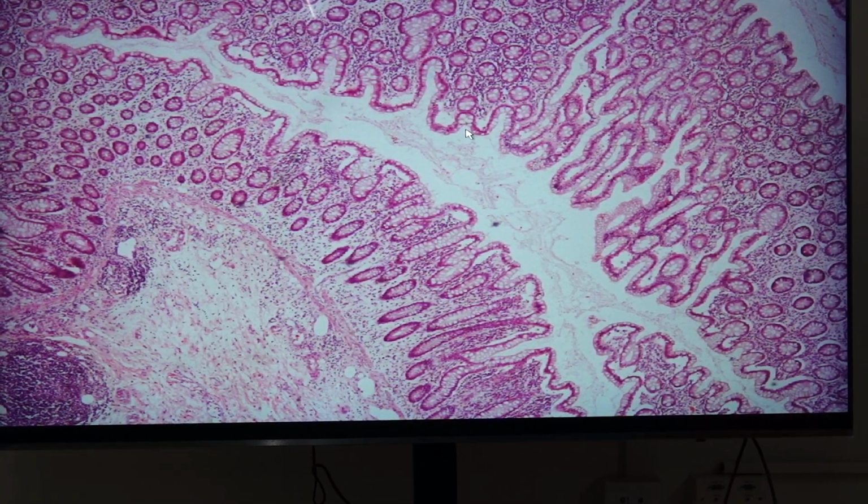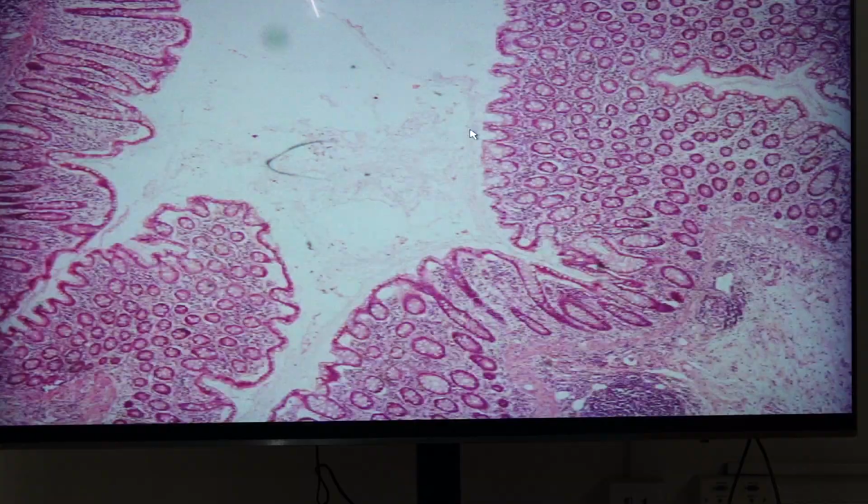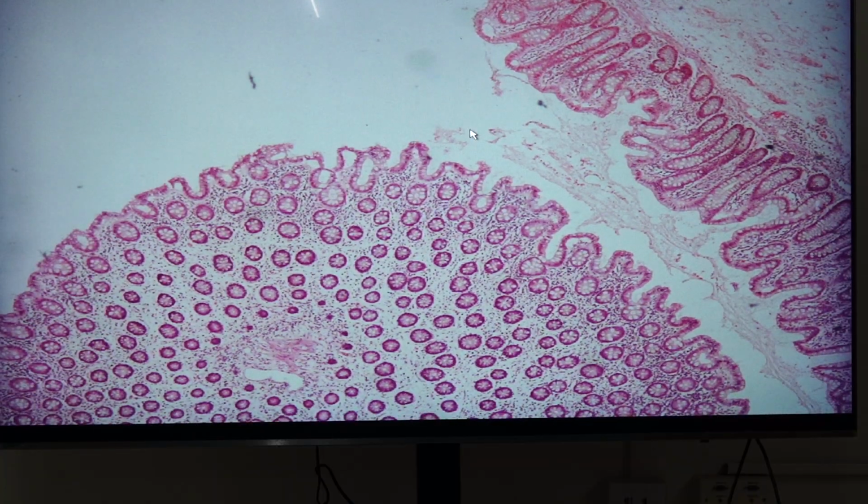Our first slide would be slide 111. This is labeled as chronic diverticulitis. We would commonly encounter this one among our elderly patients. And chronic diverticulitis would refer to the presence of inflammation of a diverticulum.